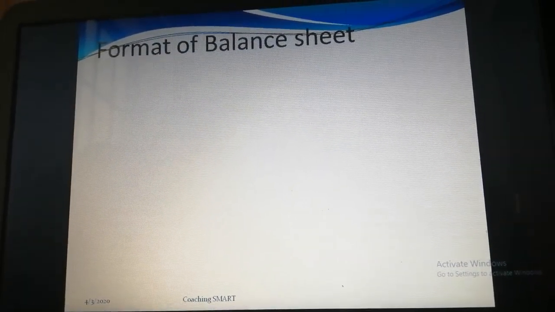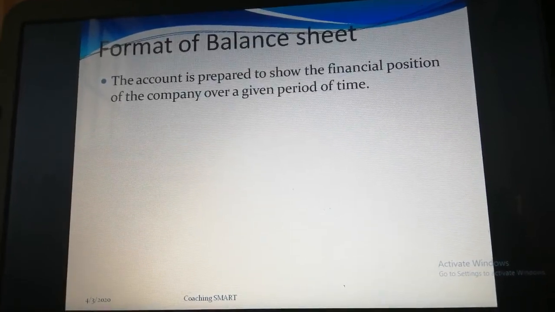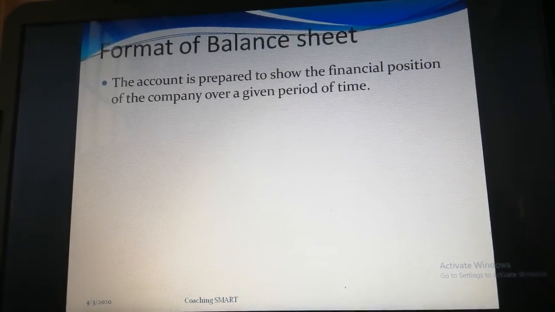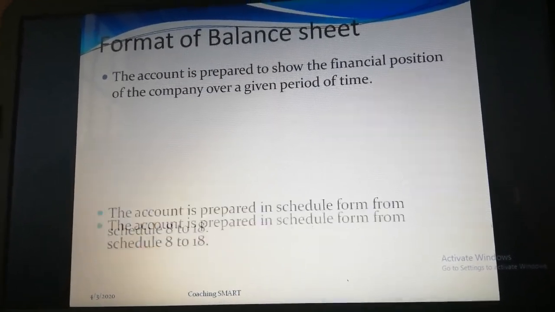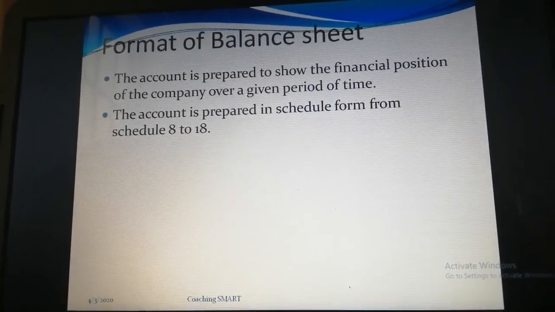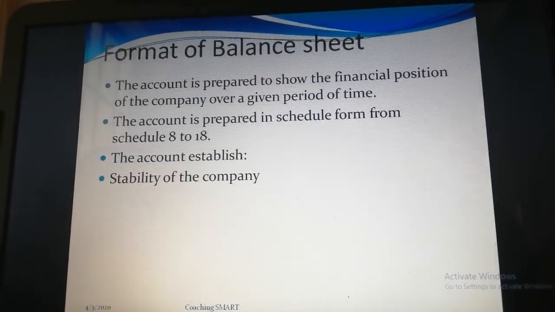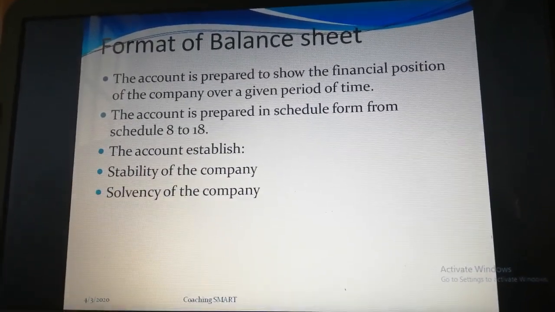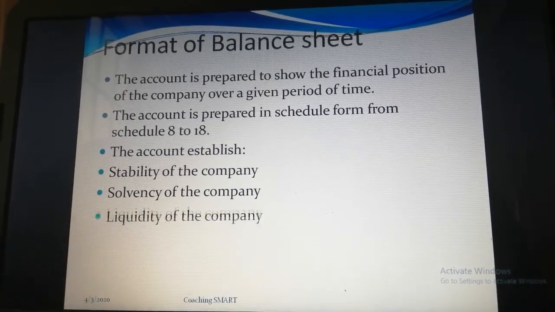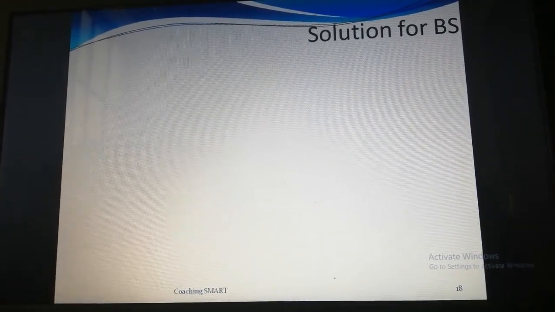Format of the balance sheet. The account is prepared to show the financial position of the company over a given period of time. The account is prepared in schedule form from schedule 8 to 18. The account establishes: 1, the stability of the company. 2, the solvency of the company. 3, the liquidity of the company. So these are the information that you can learn from the financial position.